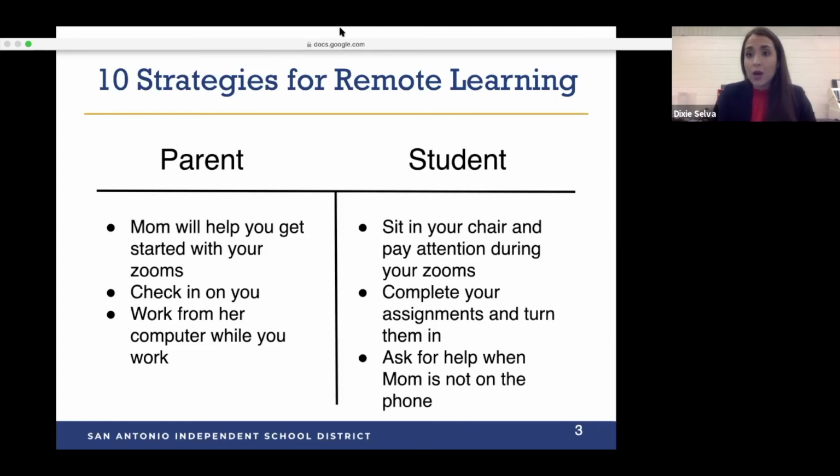And so you could just write it out on a piece of paper and say, okay, I, as your parent or your guardian, I will help you get started with your Zooms. I will come check on you and make sure you're doing okay every 10 minutes or so. But I'm also going to be working from my computer. I put this from a working-from-home parent angle. If you are a parent who's working from home while you're supporting remote learning, you will need to set the expectation that sometimes if mommy or daddy is on their computer, I'm not going to be able to get up and help you right away.